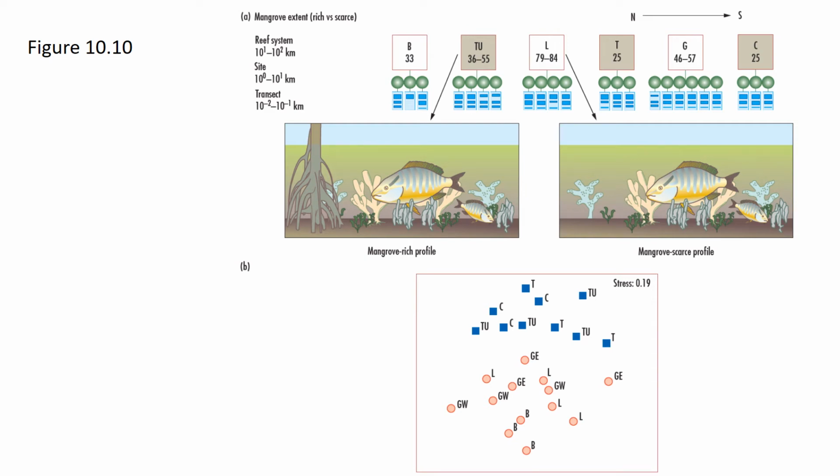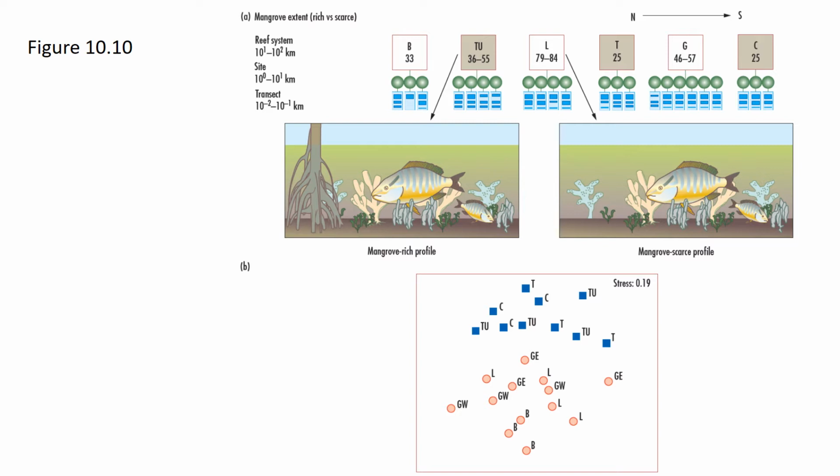Figure 10.10. This is the results of a somewhat complex study which was aiming to compare the effect of adjacent mangrove forests on coral reef fish communities.